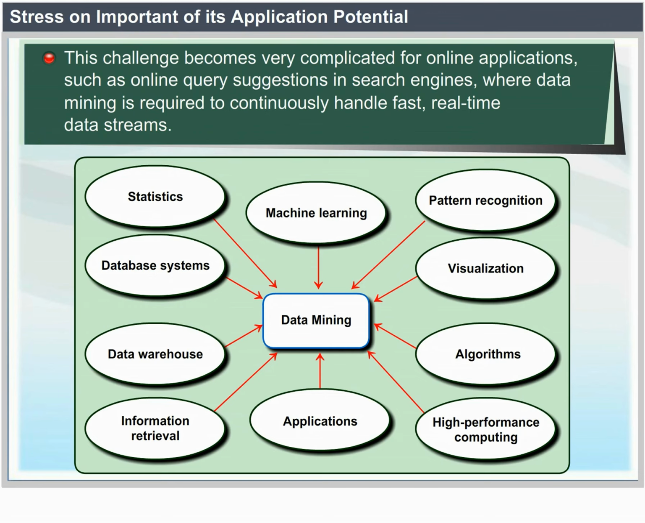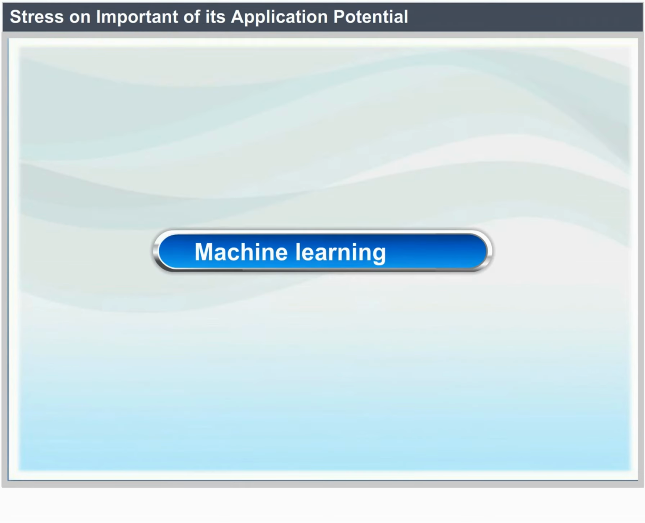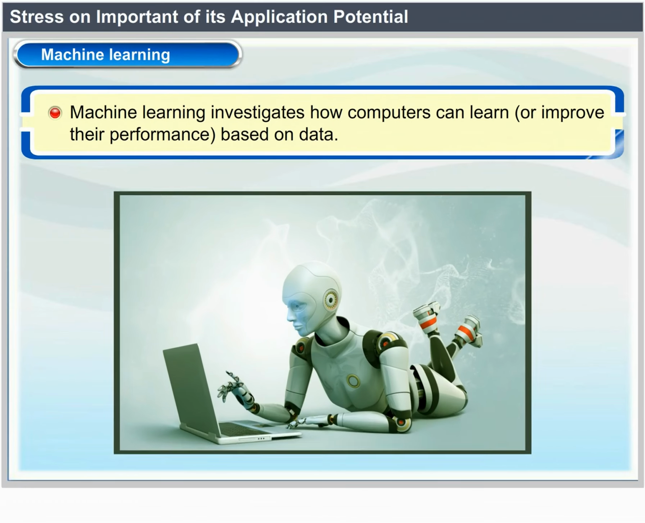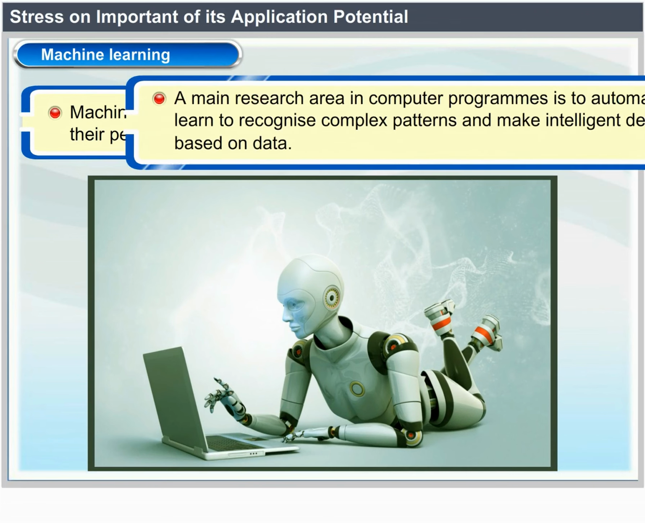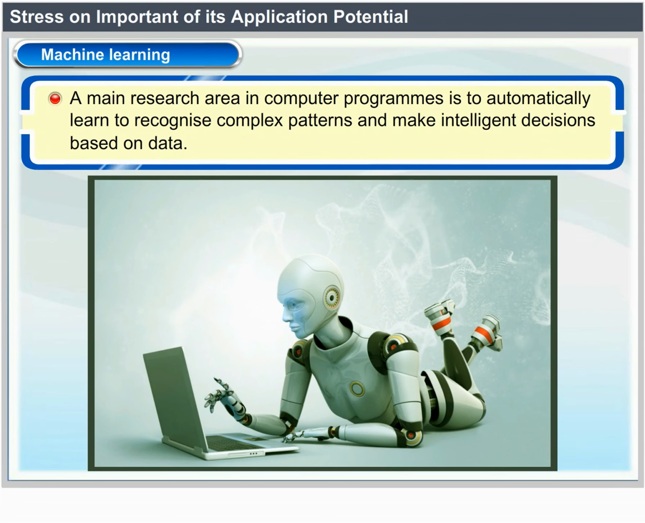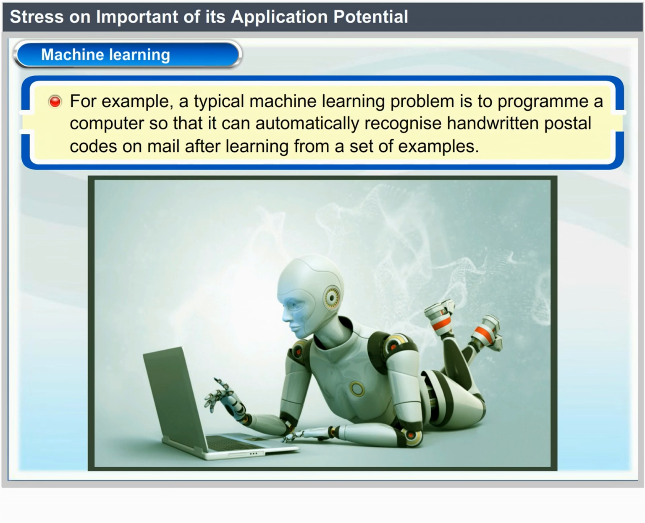Machine learning. Machine learning investigates how computers can learn or improve their performance based on data. A main research area is for computer programs to automatically learn to recognize complex patterns and make intelligent decisions based on data. For example, a typical machine learning problem is to program a computer so that it can automatically recognize handwritten postal codes on mail after learning from a set of examples.